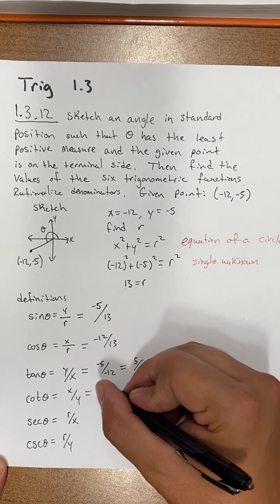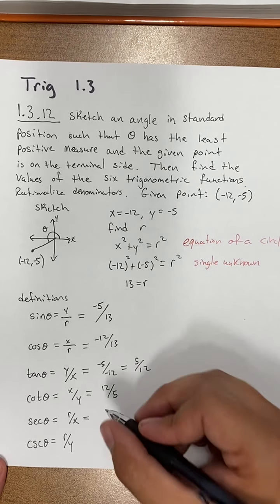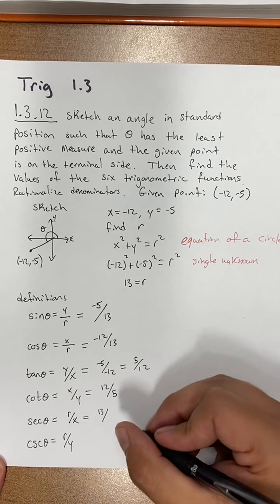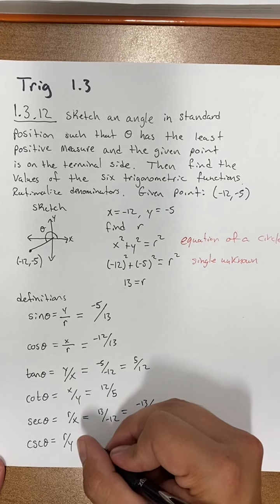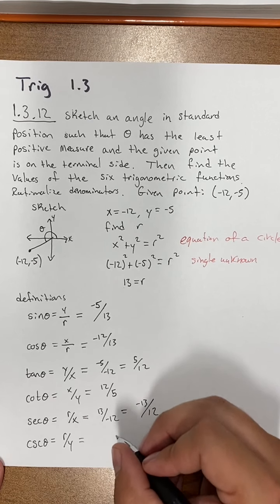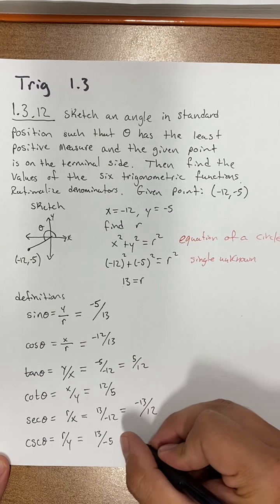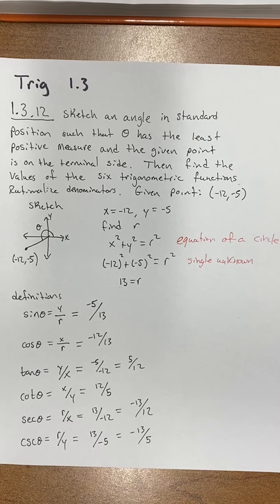Cotangent is the reciprocal of tangent, so its definition is x over y. Secant theta is the reciprocal of cosine, so its definition is r over x. So 13 over -12, which is the same thing as -13 over 12, personal preference on where that negative sign goes. Cosecant is the reciprocal of sine, so its definition is r over y. So the radius is 13, the y value is -5, and this is the completed problem. This is everything that you would show in your homework. This is the exact answer that you would show when asked this question on the test.